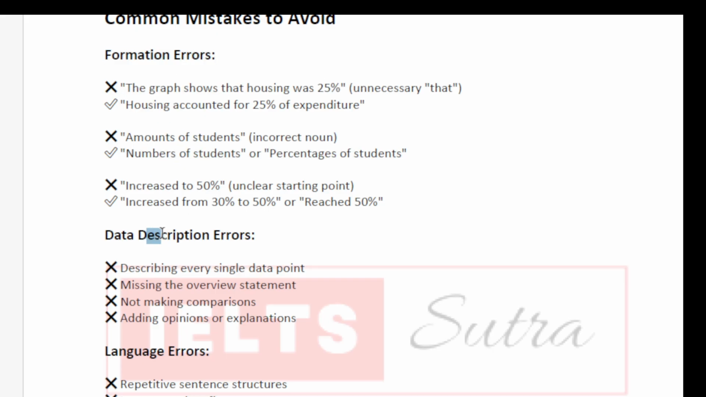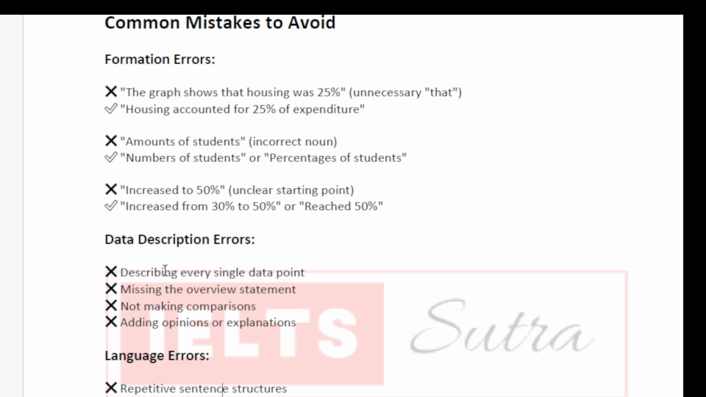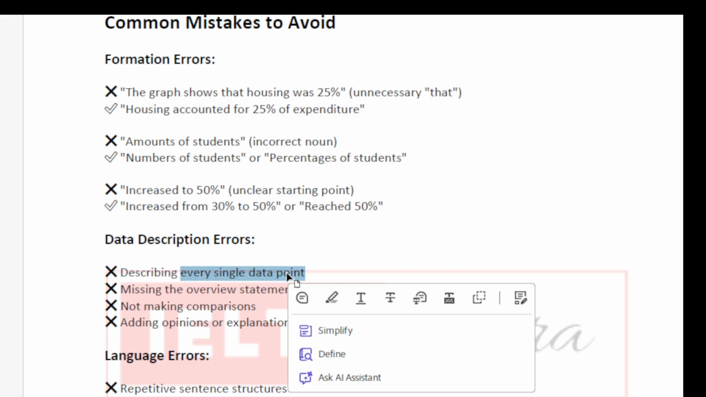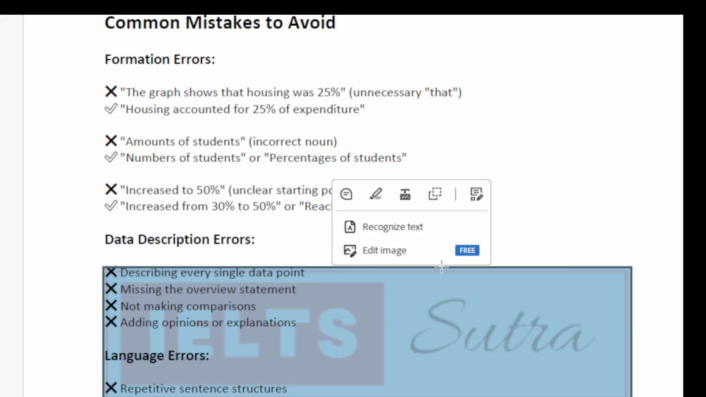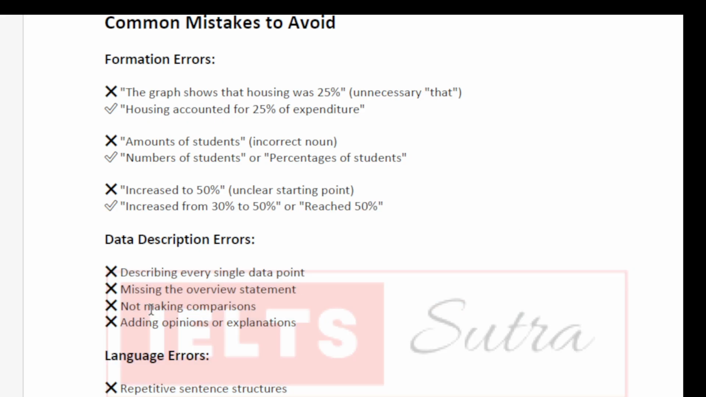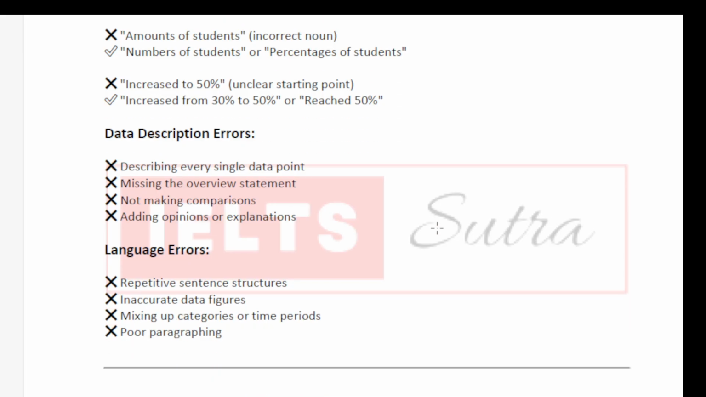Second thing is, you should make sure that the data description is right. You should avoid describing every single data point. You don't have to describe every single data point. You can just mention the main points. You have to provide a summary. Basically, you should not miss the overall statement. You should not stop making comparisons. You should not add opinions or explanations why the data increased or decreased. It's none of our business.